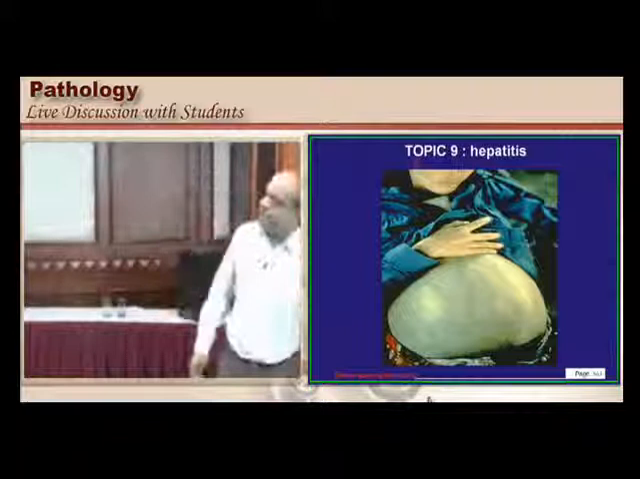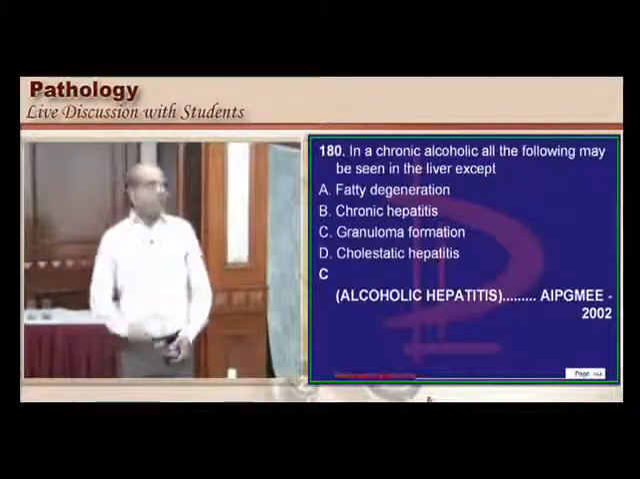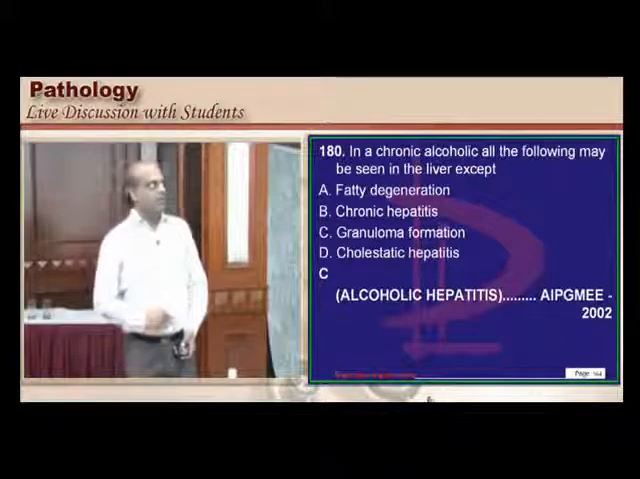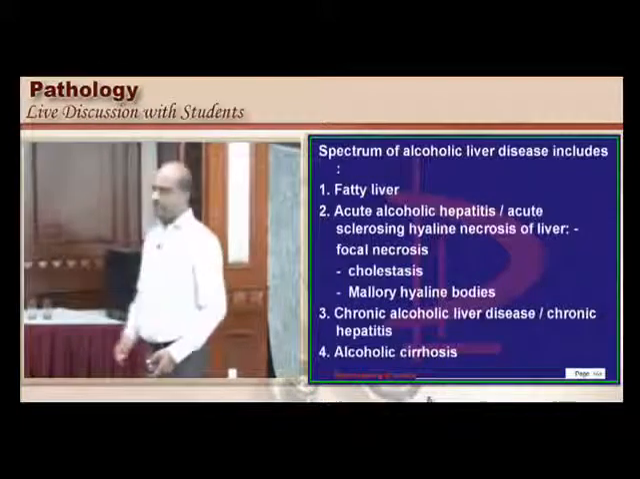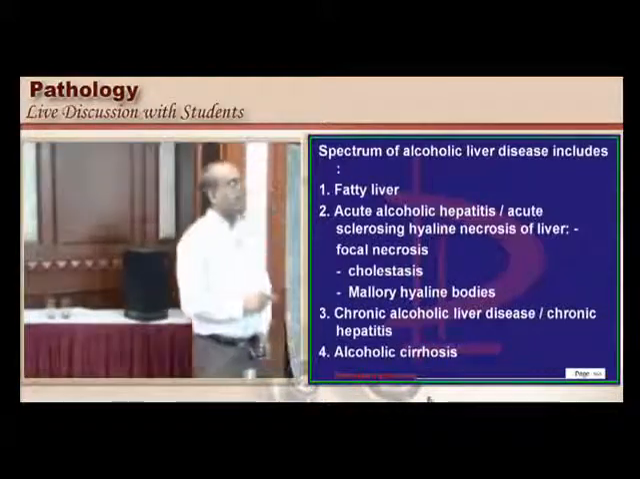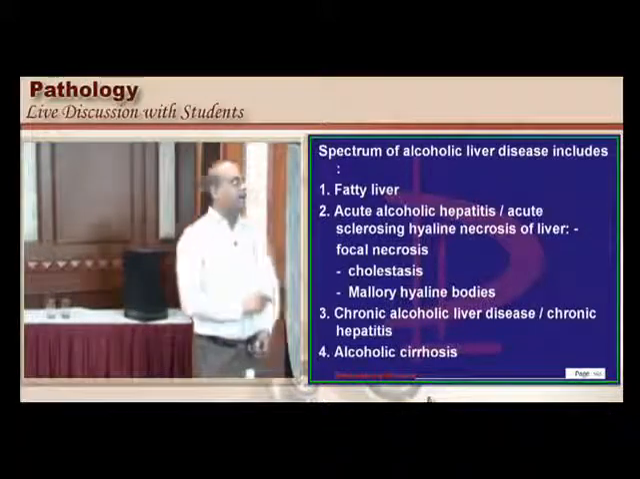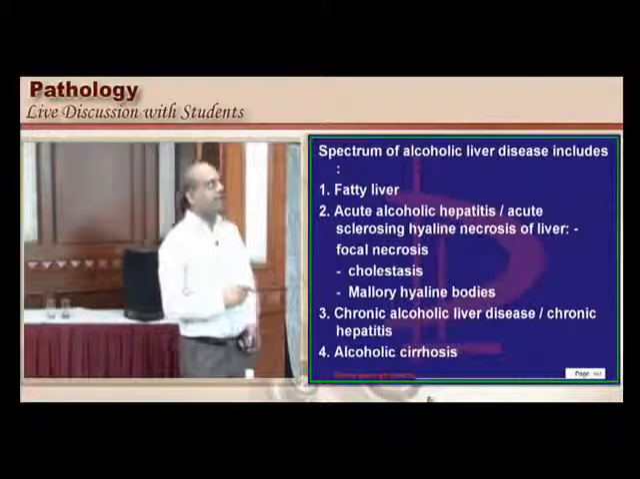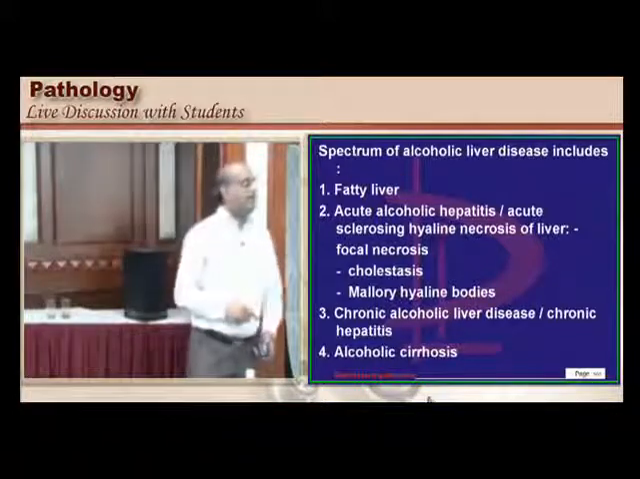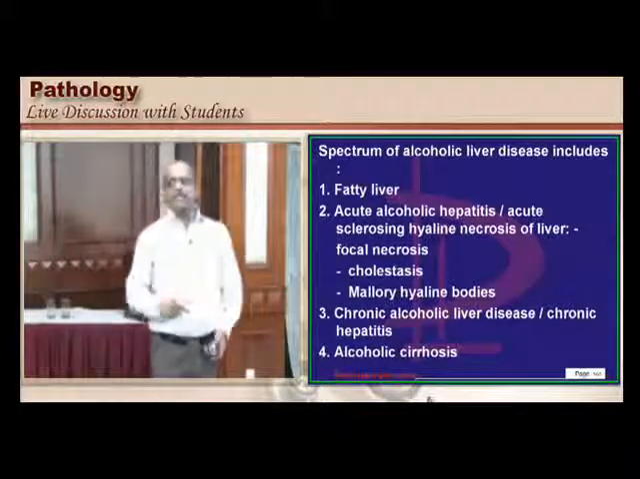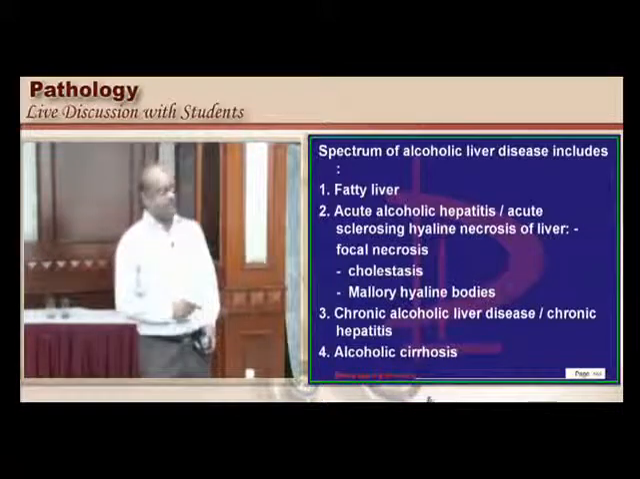Now let us quickly sort out the questions on hepatitis. In a chronic alcoholic, what are the important changes that you see in the liver? We find fatty degeneration, fatty liver is found. It can lead to chronic hepatitis, alcohol can lead to cholestasis, but granuloma formation is not a feature of alcoholic liver disease. So fatty liver, acute alcoholic hepatitis, chronic alcoholic liver disease and alcoholic cirrhosis is the spectrum of alcoholic liver disease that you come across.